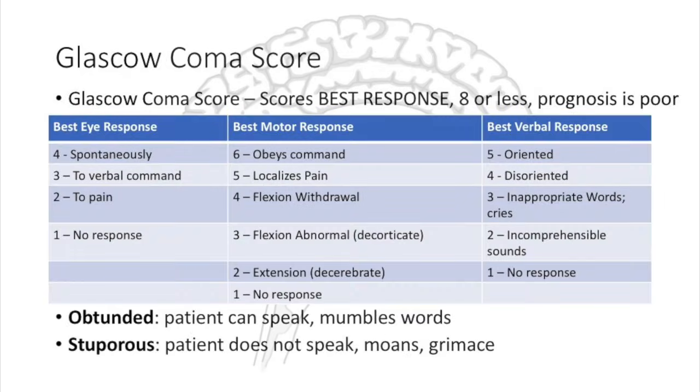This is the Glasgow Coma score. It scores your best response: eye response, motor response, and verbal response. So if they hit it once and they don't do it again, that's your best. A GCS score of 8 or less is poor prognosis. So for example, you walk into the room, the patient only wakes up to verbal command, only localizes to pain, doesn't obey commands, and tries to talk to you, but it's inappropriate words and crying. That is going to be a score of 11.